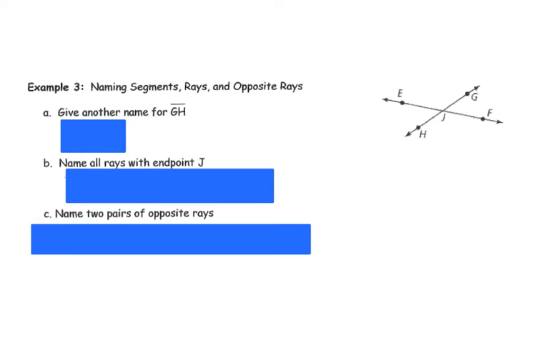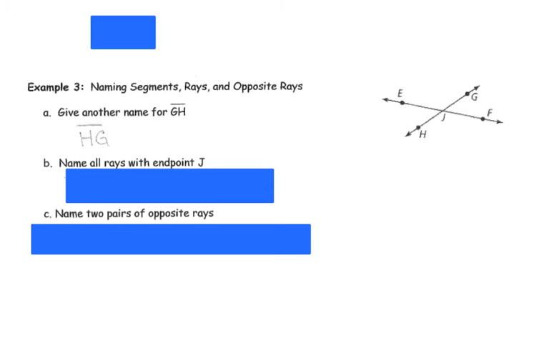All right, now we're going to look at naming segments, rays, and opposite rays from this figure. Okay, again, guys, if you want to see if you can answer these before I actually show the answer, pause and try it and then see. So, A, give another name for GH. So give another name for line segment GH. Another name could be switch direction HG, line segment HG.